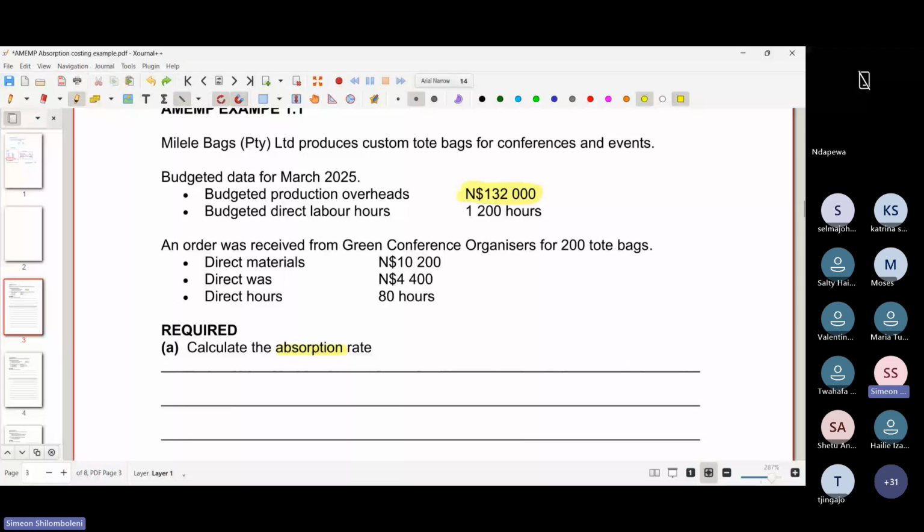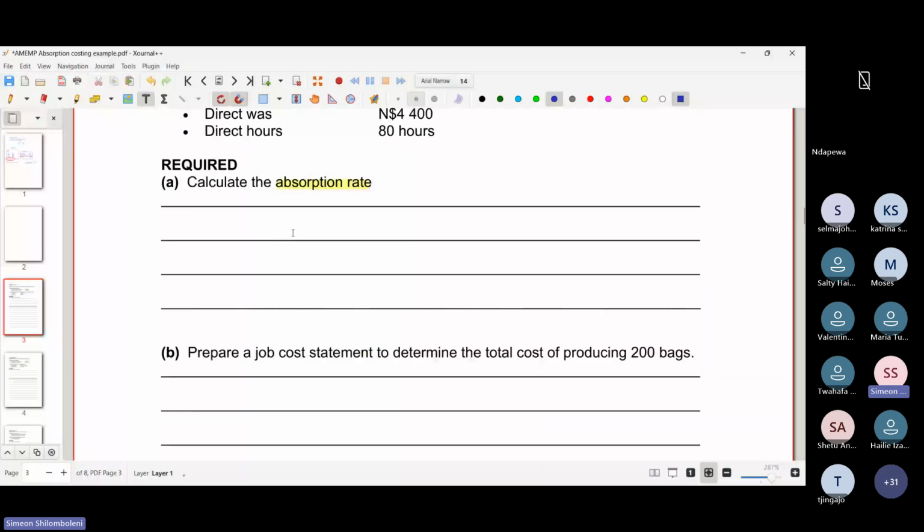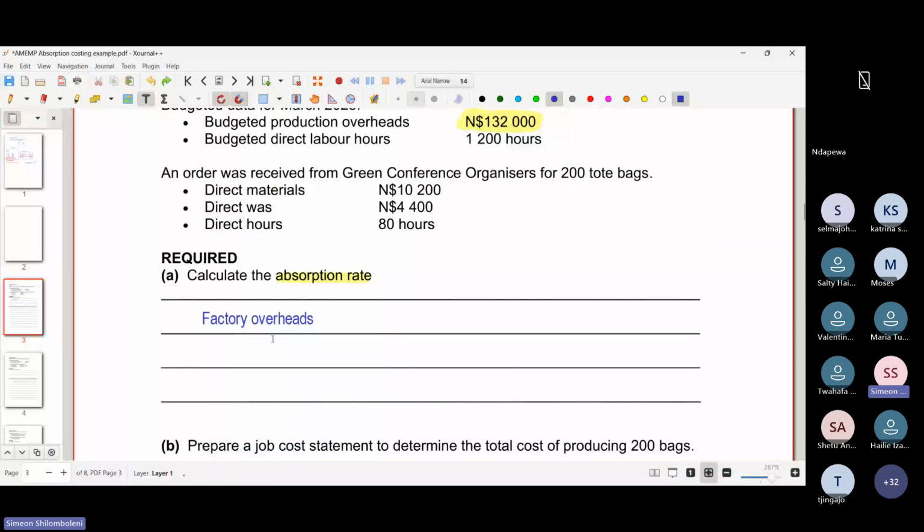The formula for the absorption rate is easy and straightforward. All you need to do is just to say factory overheads, always given to you, divided by the activity level. Now, this activity level is either direct. Let me write it here. Activity level.